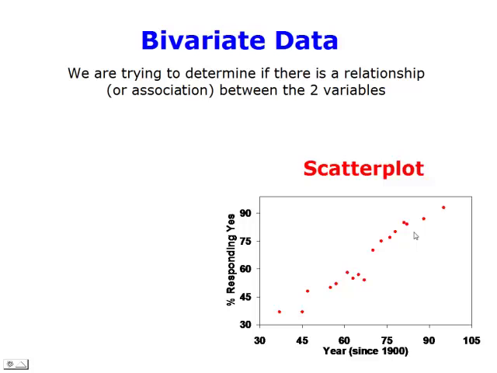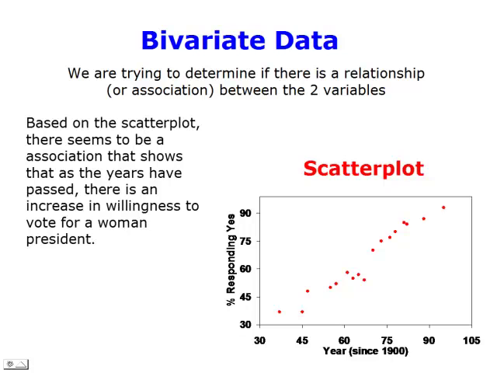Now we are trying to determine if there's a relationship or an association between the two variables. Based on the scatterplot, there seems to be an association that shows that as the years have passed, there's an increase in willingness to vote for a woman president. In other words, as the years increase, the percent increases as well.